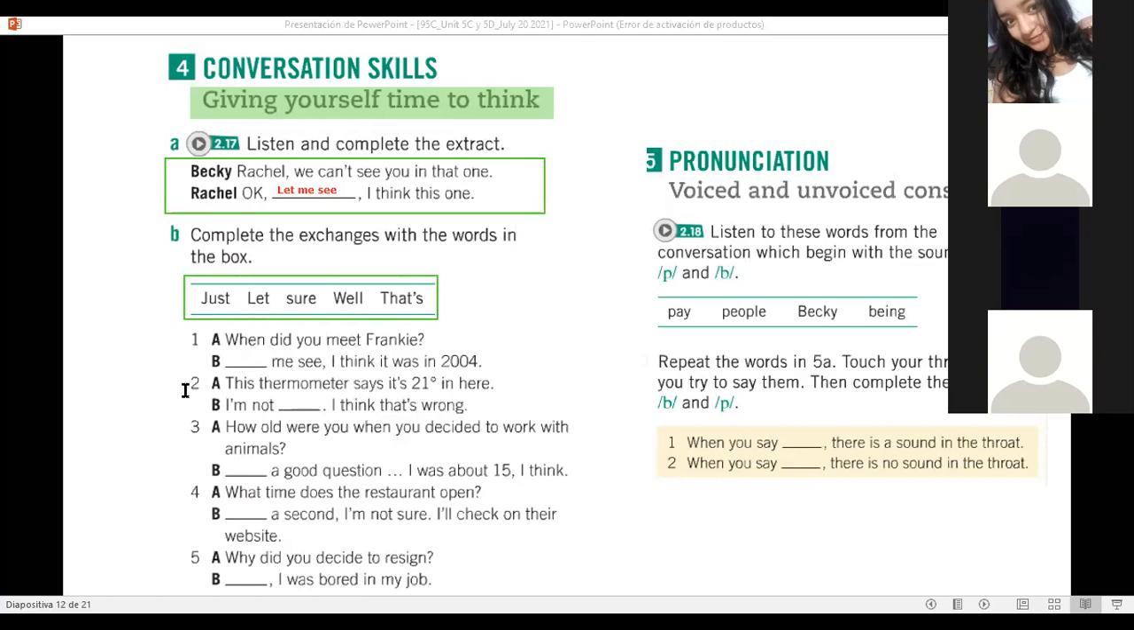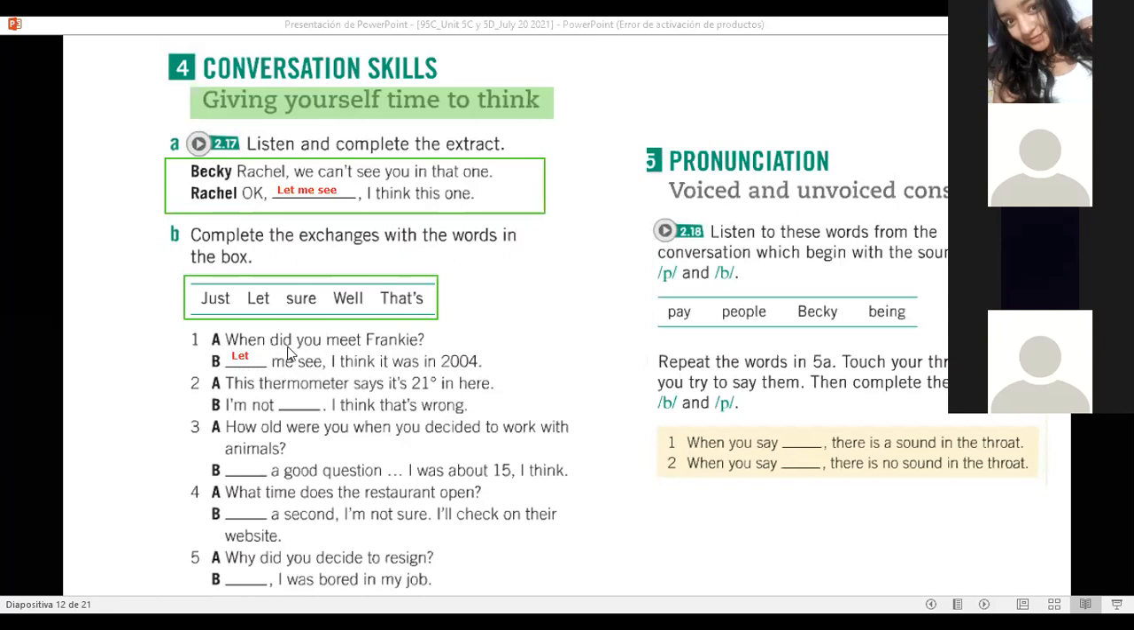When did you meet Frankie? Let me see. I think it was in 2004. Okay. Let me see. I think it was in 2004. Déjame ver. Creo que fue en el 2004, ¿no? Okay. Very good, baby.